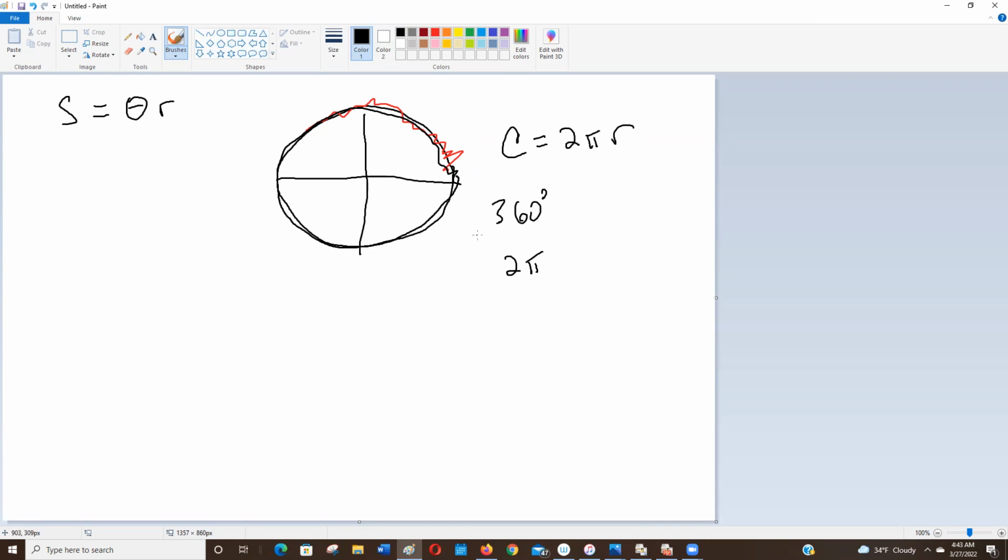So since this arc length formula says take the angle you're turning in radians and multiply by the radius, that's all we're doing here. See, one rotation times the radius. And if you know the central angle, that theta angle, is only part of the circle and it's measured in degrees, you've got to change it into a radian measure.